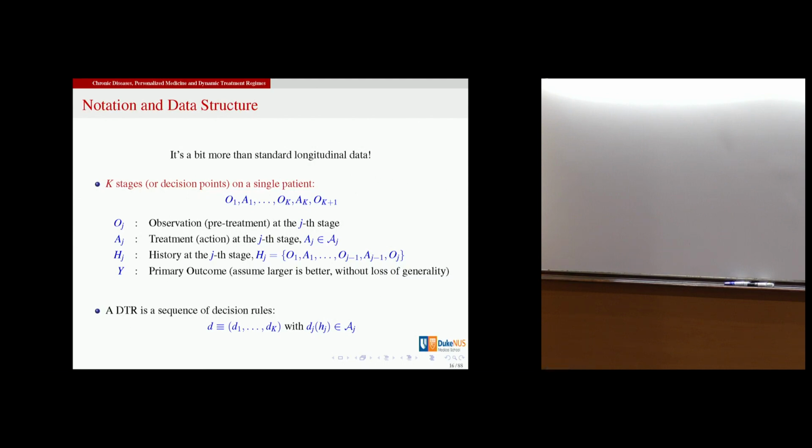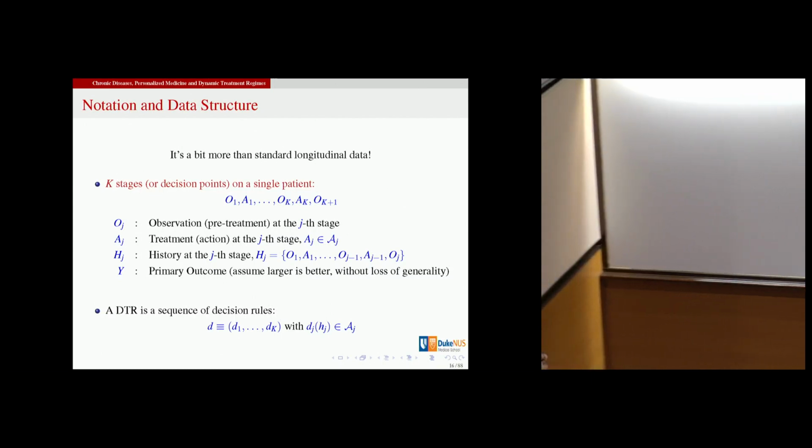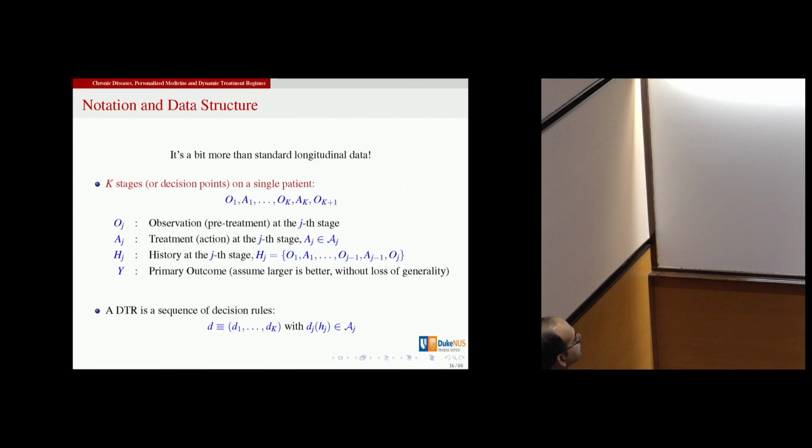So everything that happened before the jth stage treatment, that's the collection of history. And Y is the primary outcome. That's what we will consider, and we will assume that larger is better. This is without loss of generality, because if you have an outcome that you want to minimize, you can always work with minus Y, or with a large constant minus Y. So then things are fine. Without loss of generality, we might assume that we want to maximize the outcome, the reward. In reinforcement learning, people call it reward.